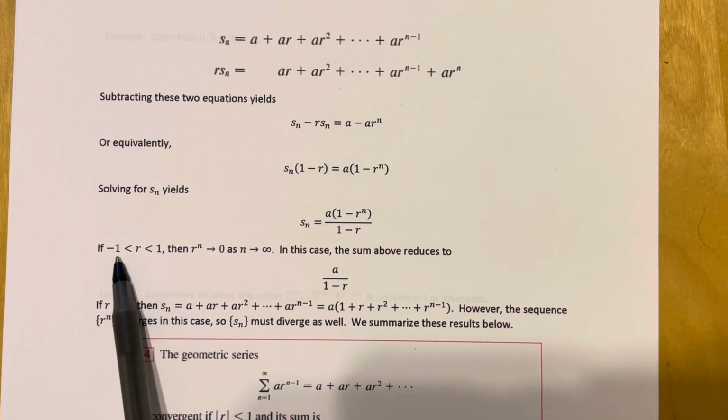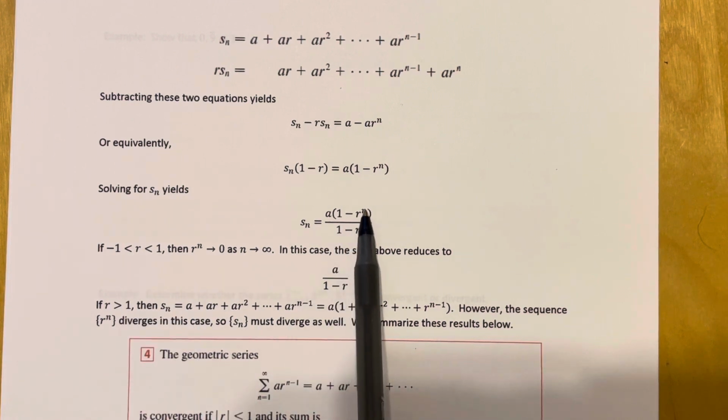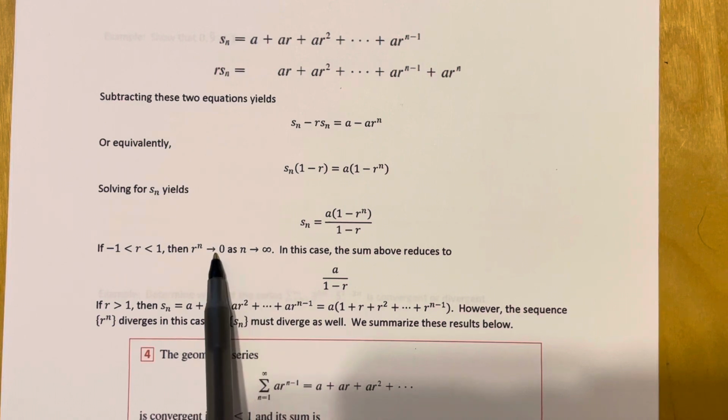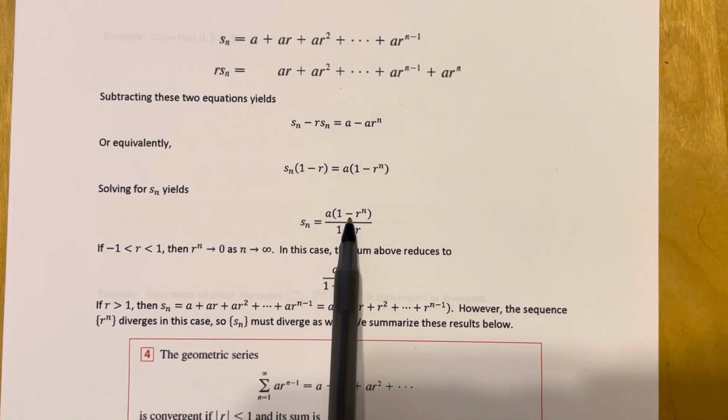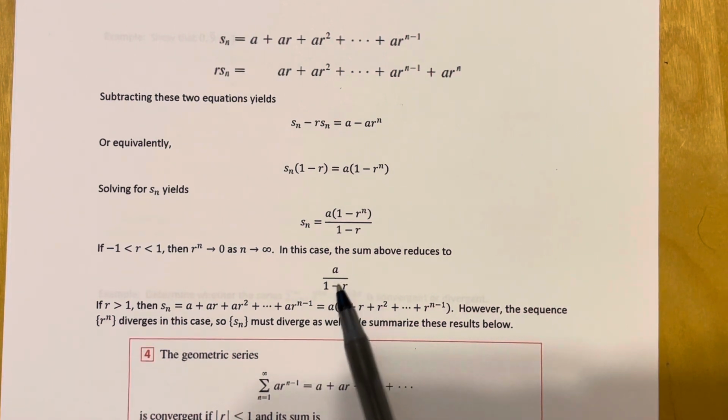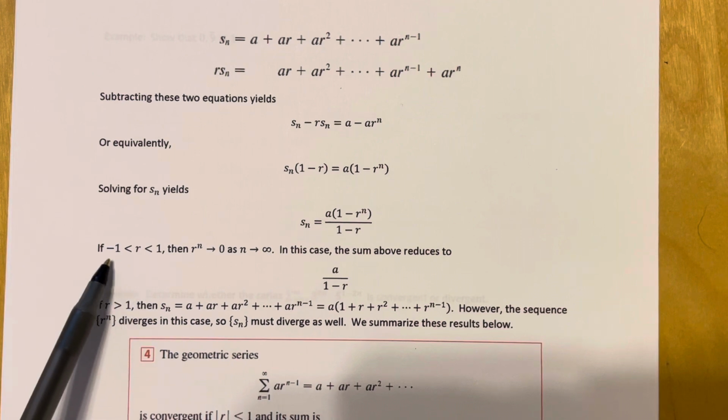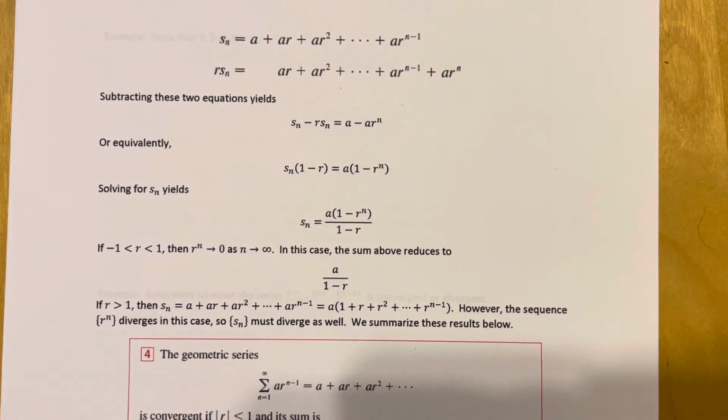So if r is between -1 and +1, then this thing, according to what we did in 11.1, will go to 0. And if r to the n goes to 0 as n goes to infinity, then this just becomes a up on top. So I get a over 1 minus r. This is a really important little formula because this is always going to be the limit of a geometric series if that common ratio is between -1 and 1.